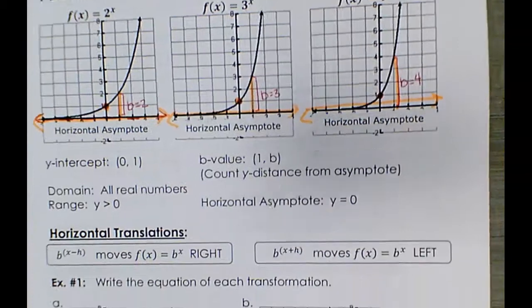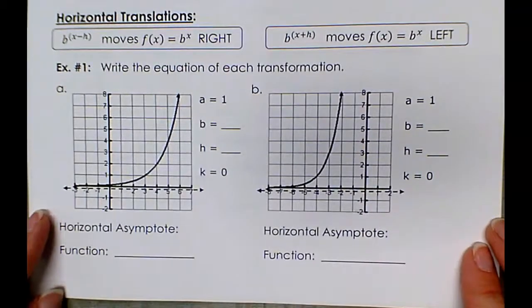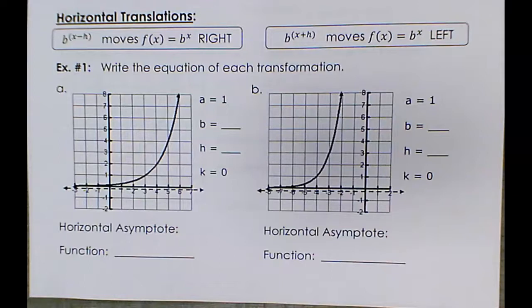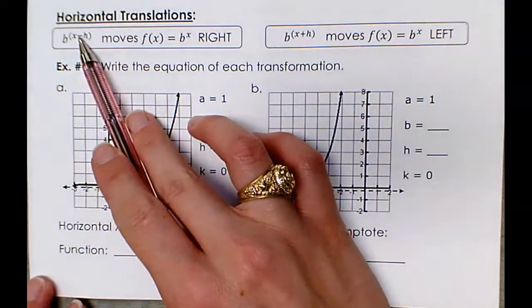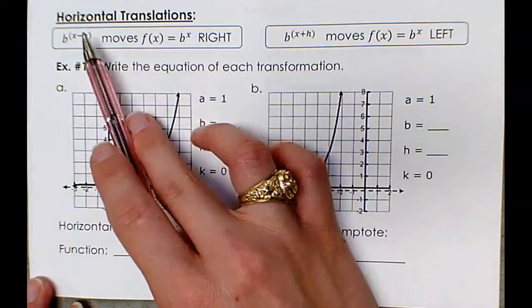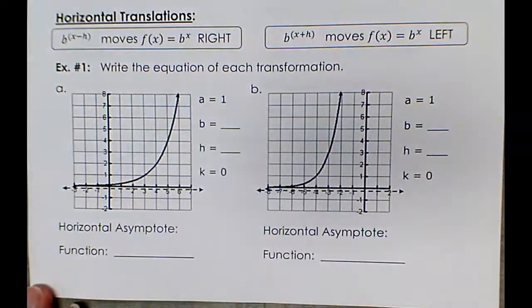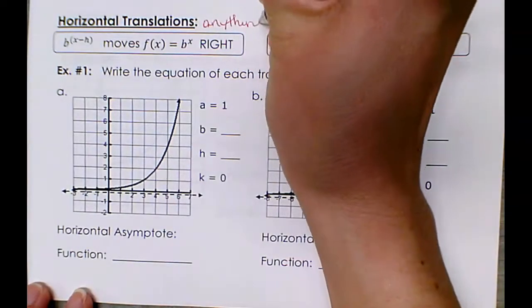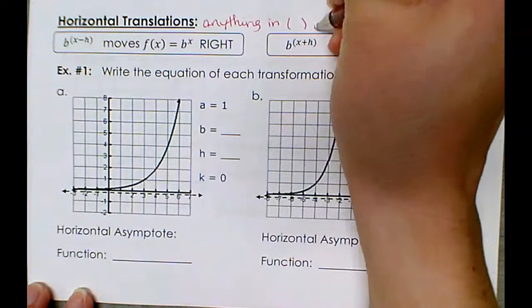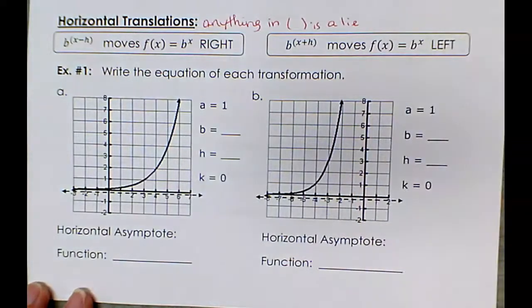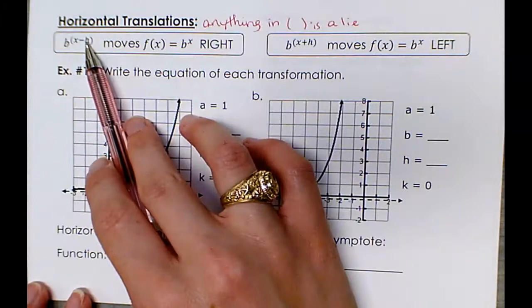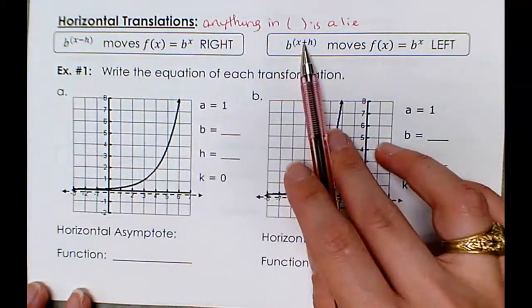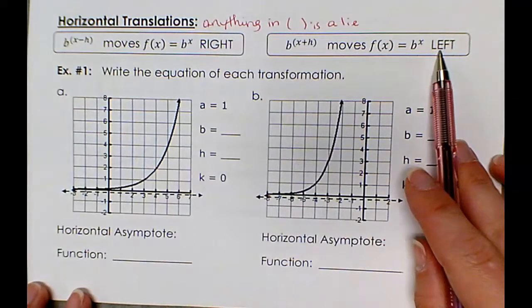So let's talk about specifically horizontal translations. Horizontal translations, again, occur along the horizontal axis. That would be the x-axis. So the plus number or minus number is in there with x, up in the exponent. And remember that anything in parentheses is a lie. So if you have minus a number, that moves to the right. If you have plus a number, that moves the parent function to the left.